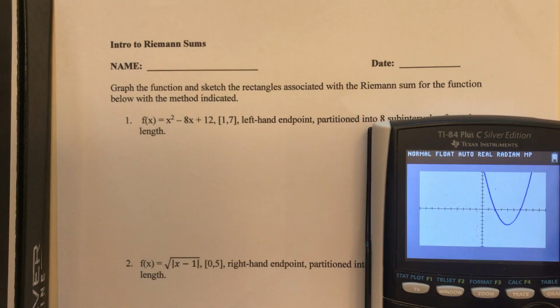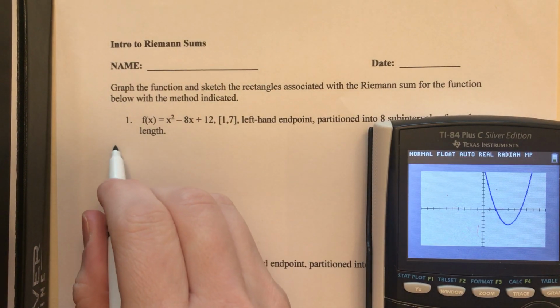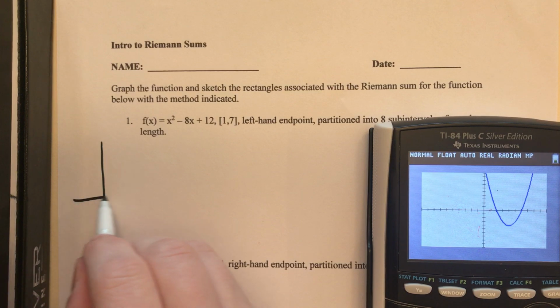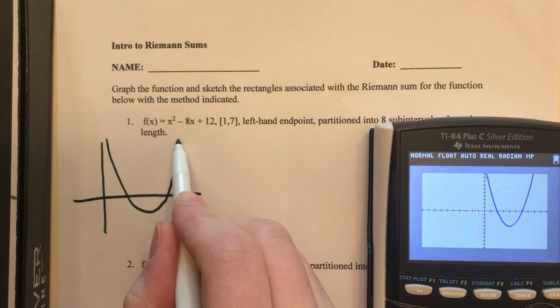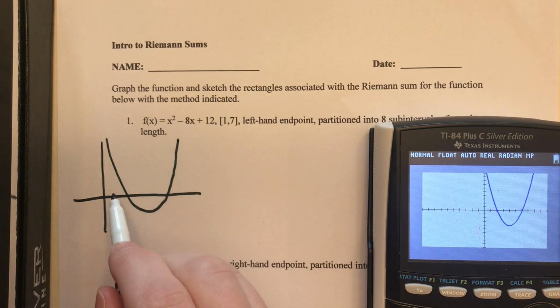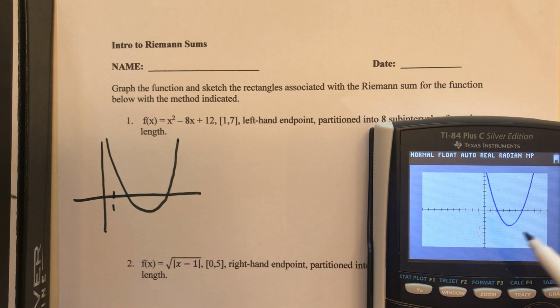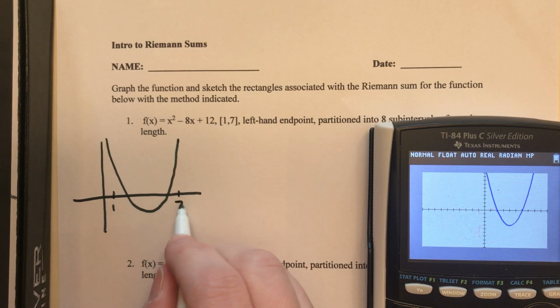I'm going to draw a quick picture over here. Looks something like this. And we only want this section from 1 to 7, so I'm going to mark that off. Here's 1. And 7, if you look at your graph, is somewhere over here.